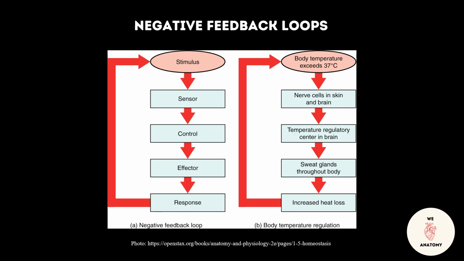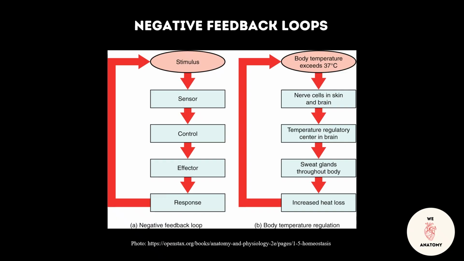Let's use the example of temperature in your house. You set your thermostat for 65 degrees to keep your house cool in the summer. When the temperature in the house rises, the thermometer, which is the sensor, detects this change and sends the information to the thermostat, which is the control center. Next, the thermostat sends a signal to the air conditioner, which is the effector, to turn on. This decreases the temperature back down to 65 degrees, the set point, to restore homeostasis.